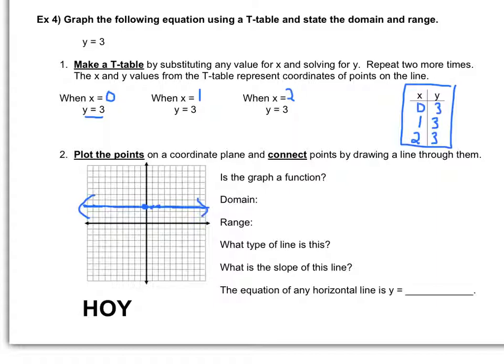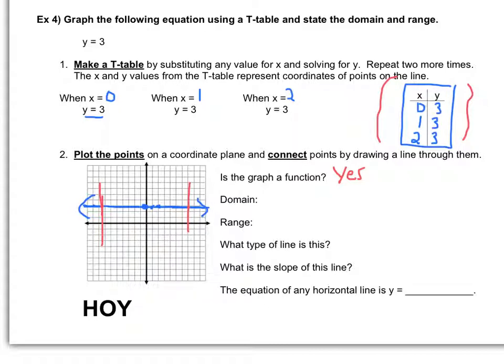So let's talk about this. Is this graph a function? Well, if I did the vertical line test and I drew a vertical line anywhere on this graph, it crosses the line at only one point. So yes, it is a function. You can also look up here at the table and see that the x's do not repeat.